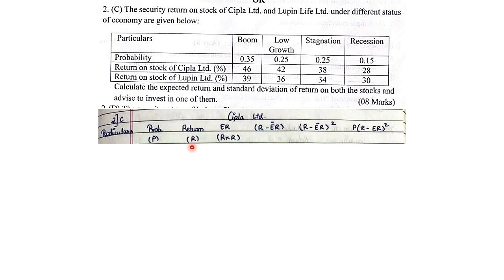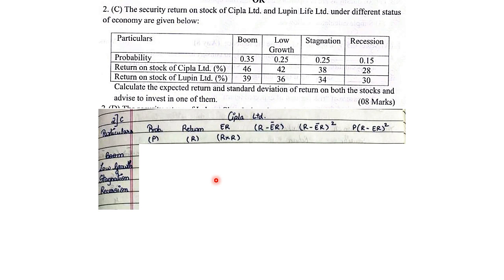So under Cipla Limited, these are the following columns that are required. We'll have particulars where we'll note down boom, low growth, stagnation and recession. We'll have probability, which is P, return of Cipla. Then we need to find something called expected return, so we need ER. Then we have R minus ER, then R minus ER the whole square, and P into R minus ER the whole square. Okay, let us start one by one.